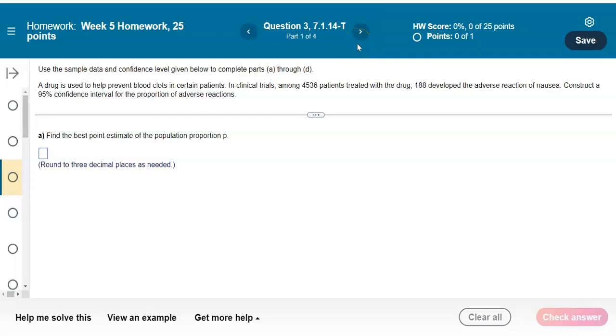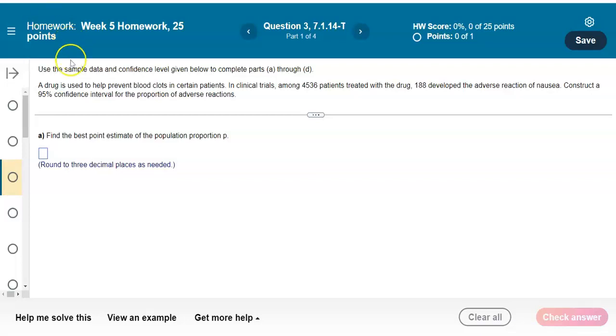In this question, we're going to look at how to do a confidence interval for a single population proportion using Excel. So this question says, a drug is used to help prevent blood clots in certain patients. In clinical trials, among 4,536 patients treated with the drug, 188 developed the adverse reaction of nausea. Construct a 95% confidence interval for the proportion of adverse reactions.